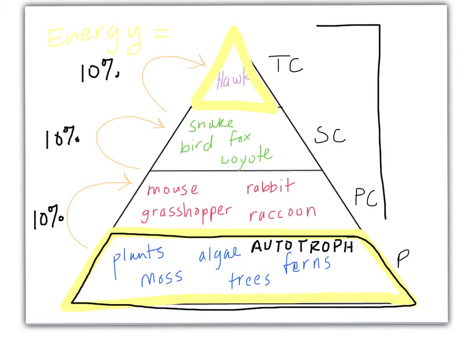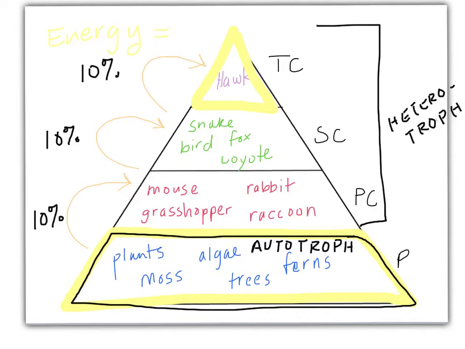All of the rest of the consumers in levels 2, 3, and 4 need to feed themselves by eating something else. So they are called heterotrophs. Hetero meaning other, and troph meaning eater. So they have to eat something else in order to get their energy. So all the consumers, primary, secondary, tertiary, they are all heterotrophs. The autotrophs are the producers.